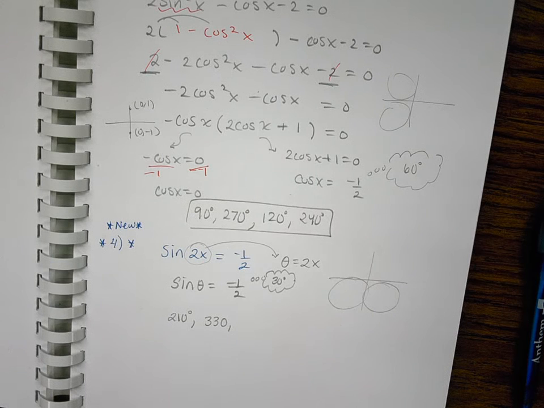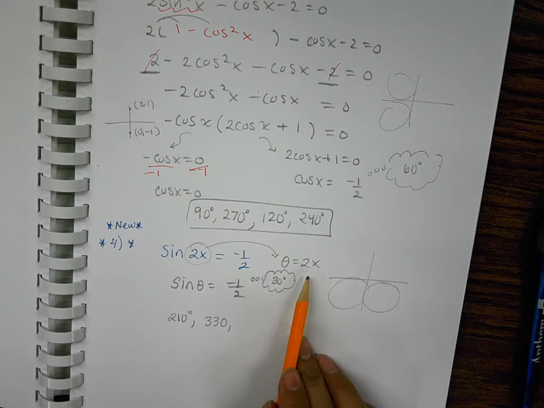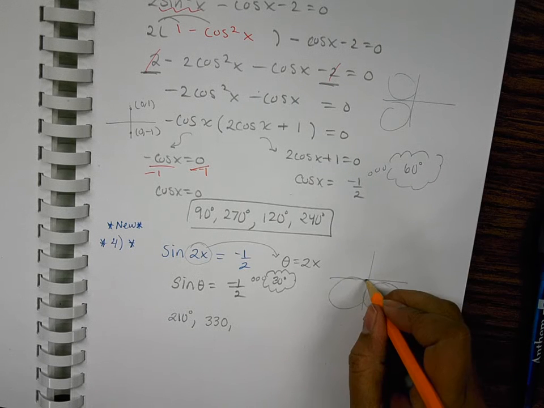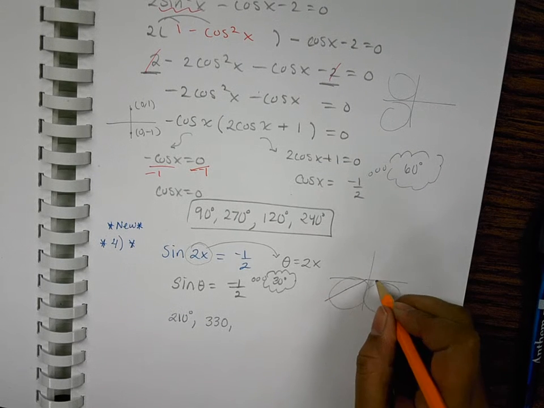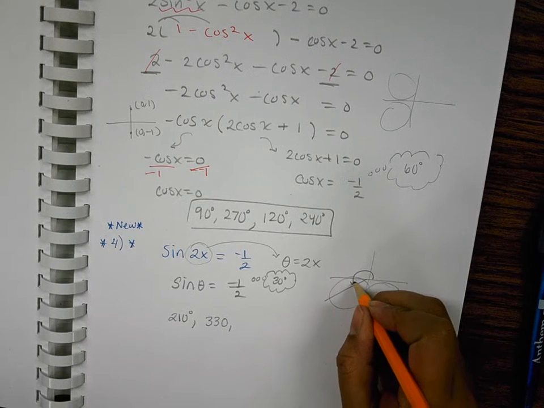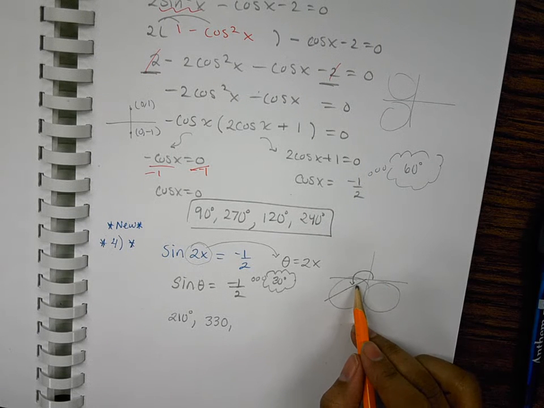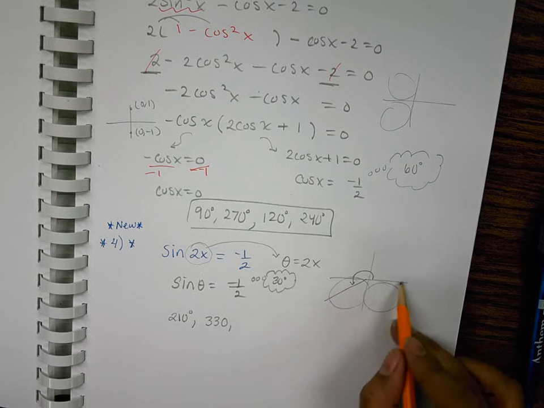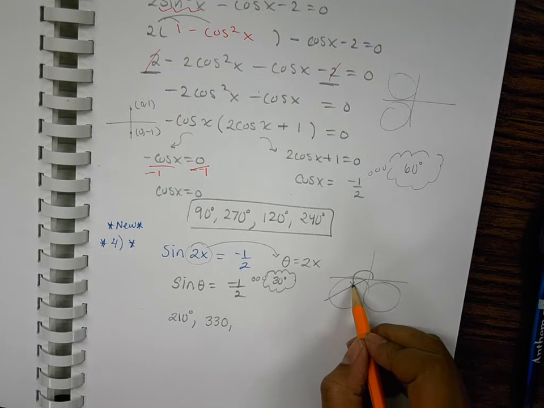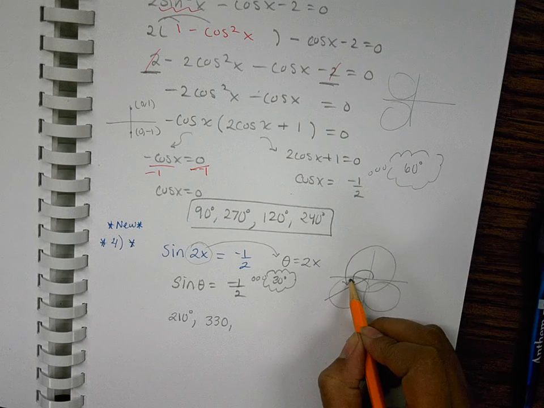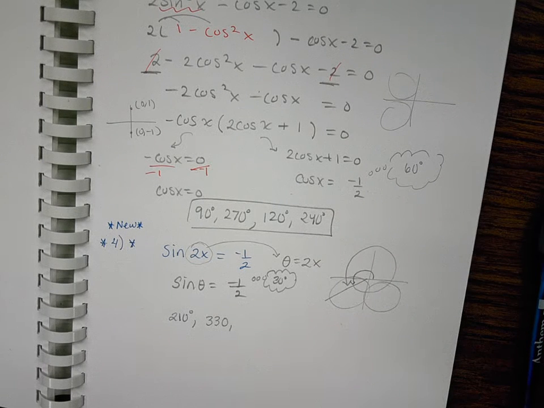330. Now, so far I've not taken into account the 2x at all. So here is how the 2x works. Imagine this is your 30 degrees. Your reference angle of 30, which is 210. So this is your 210 degrees. The 2x tells you that you're going around twice. So this is your first answer, and then you're going to go around again to get your second answer.